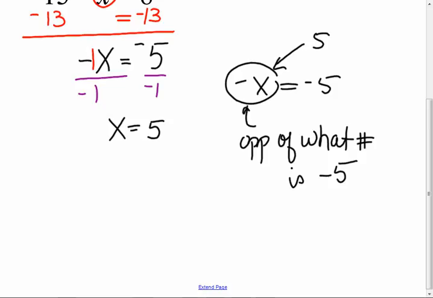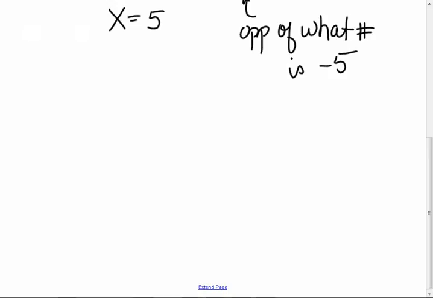Remember what we're doing. We're solving. We're trying to find any number that makes it true. The opposite of what number will equal a negative 5? What if I had this? The opposite of what number is 3? What's the only number that goes in there? The opposite of what number is a positive 3?